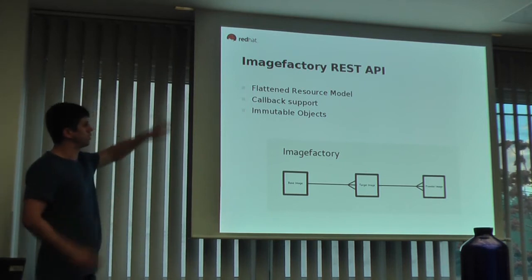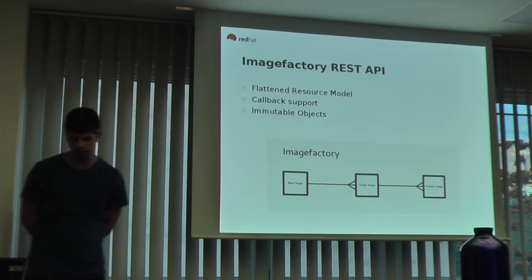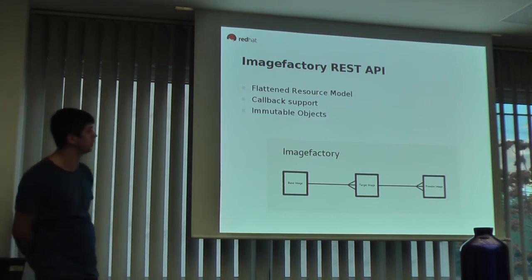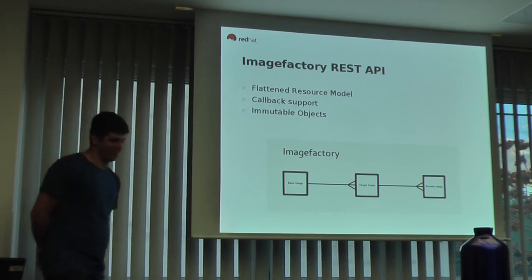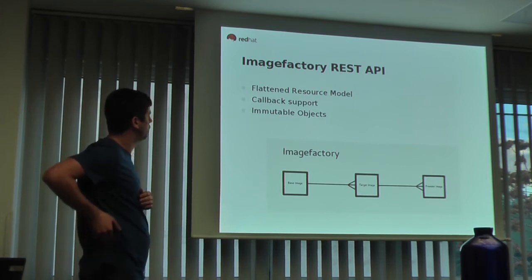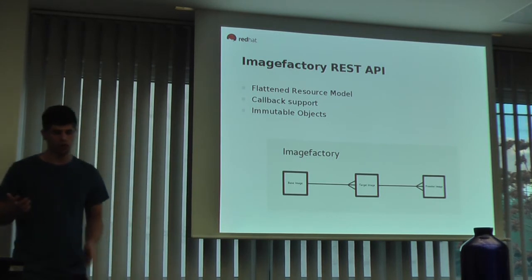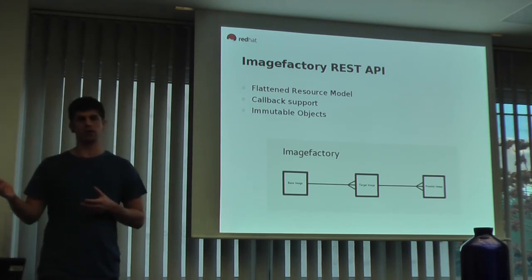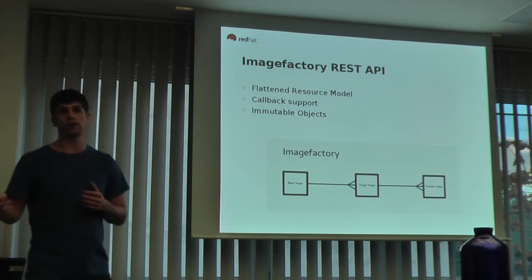And callback support. So this morning we were talking about adding hooks to our API, and this is one of the things that Factory does as well, by the way. So we use webhooks to do callbacks. For example, it takes quite a long time to create a target image, so we essentially register an endpoint when we create the request to create a target image.